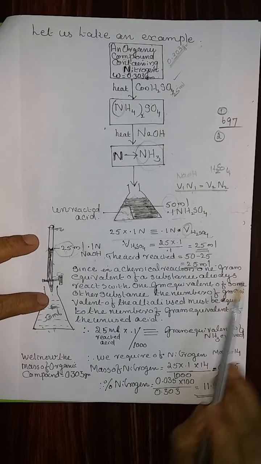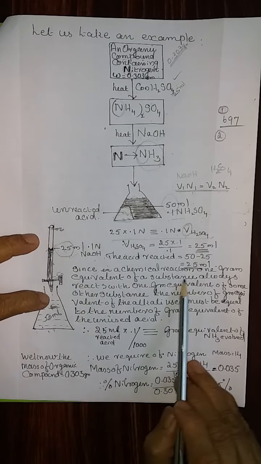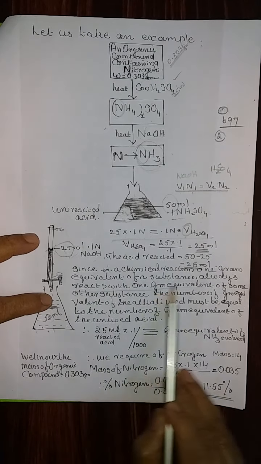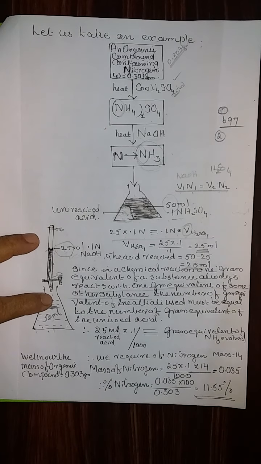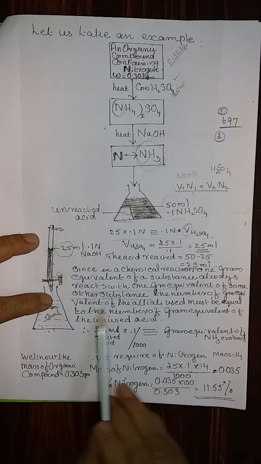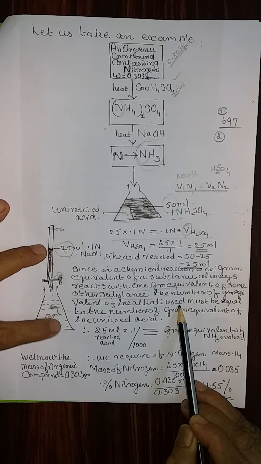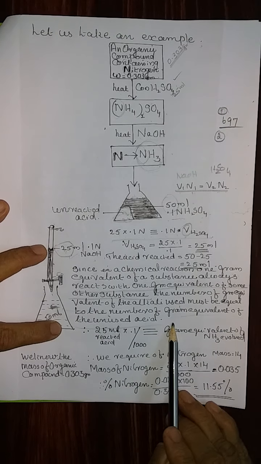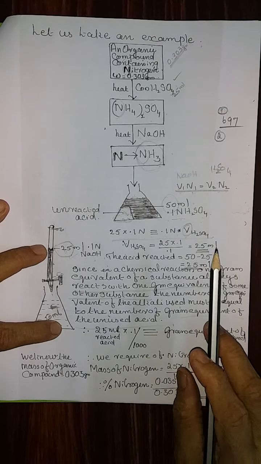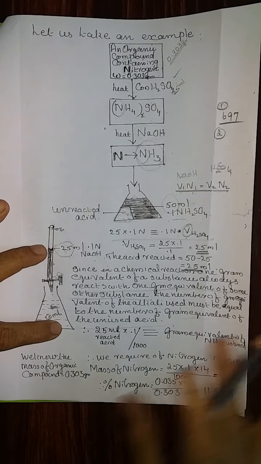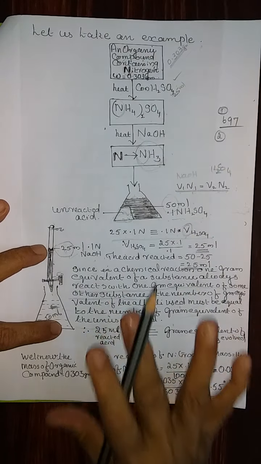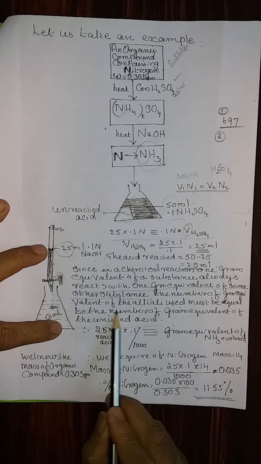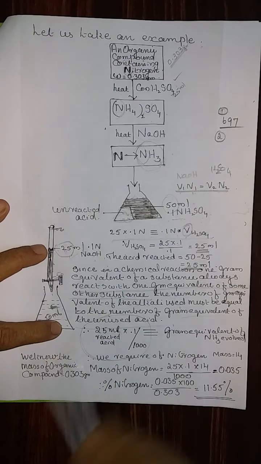Since in a chemical reaction, 1 gram equivalent of a substance always reacts with 1 gram equivalent of another substance, the number of gram equivalents of the alkali used must be equal to the number of gram equivalents of the acid used. We used here only sodium hydroxide and sulfuric acid. The number of gram equivalents of sodium hydroxide is equivalent to the number of gram equivalents of the acid. Therefore, we know all the details about the sulfuric acid.